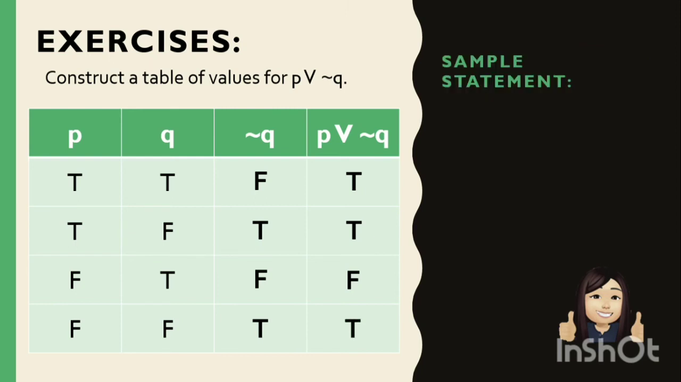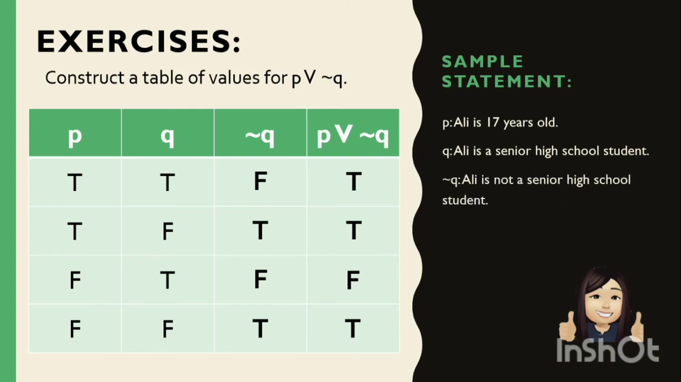We'll have a sample statement. Ali is 17 years old. That will represent P. Let's say Q stands for Ali is a senior high school student. So not Q is the negation of the Q statement, which will be Ali is not a senior high school student. So in sentences, using this example, P or not Q will be Ali is 17 years old or is not a senior high school student.